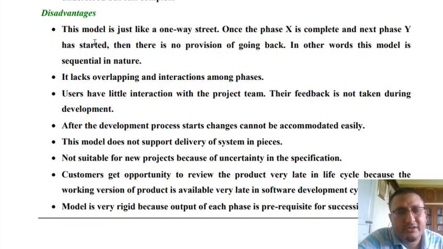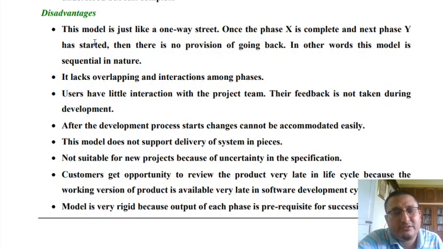Now, the second disadvantage of this model is that it has non-overlapping phases. That means there is minimal or no interaction between the various identifiable phases in the software lifecycle model. This model allows for very little interaction between the members of the project team, which is not desired. After the development process starts, this model does not accommodate any change. This is one of the biggest disadvantages of this model.